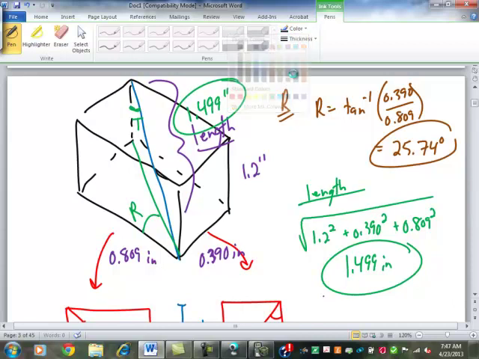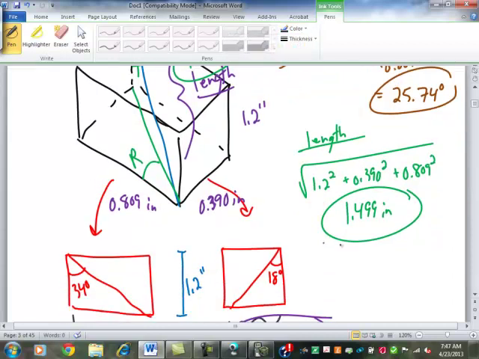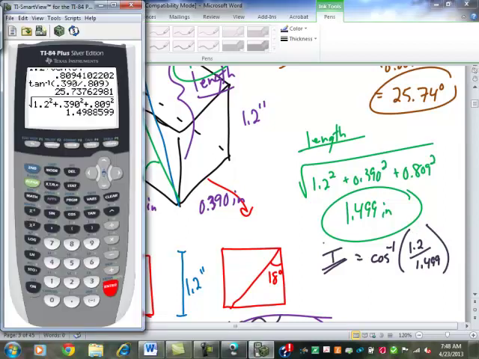So then T, our last thing to find, is the inverse cosine of 1.2 over 1.499. Second cosine 1.2 divided by 1.499: 36.82 degrees.